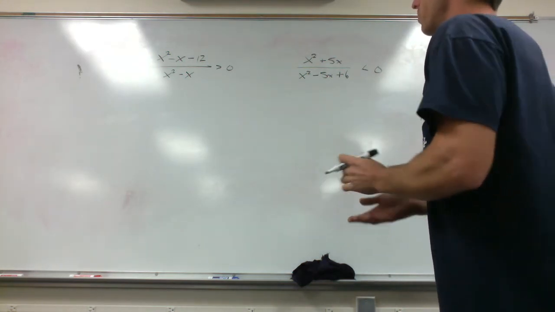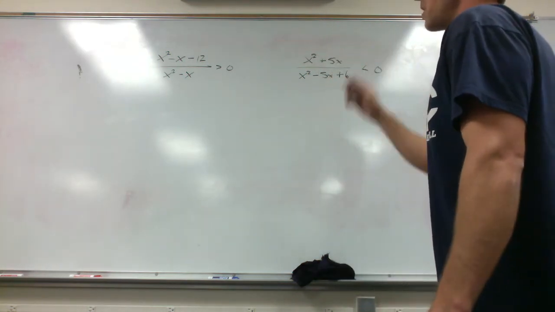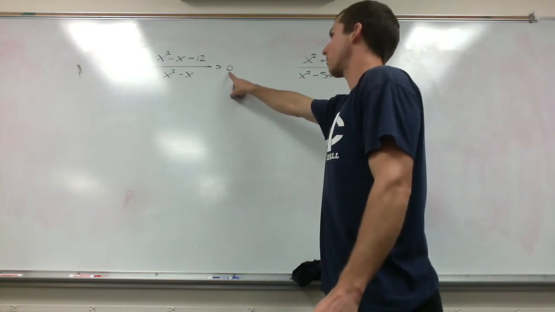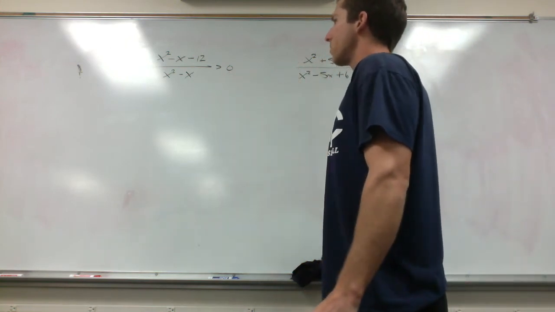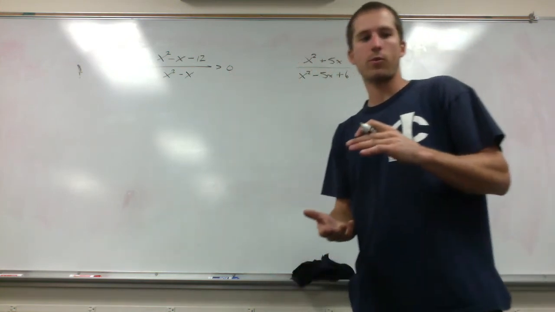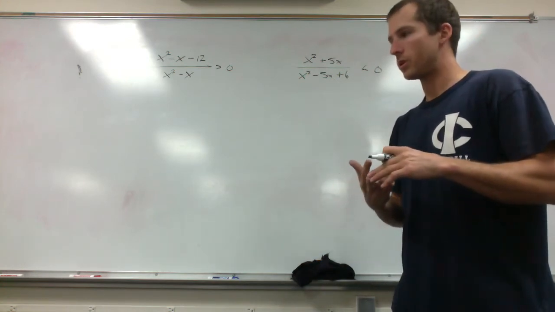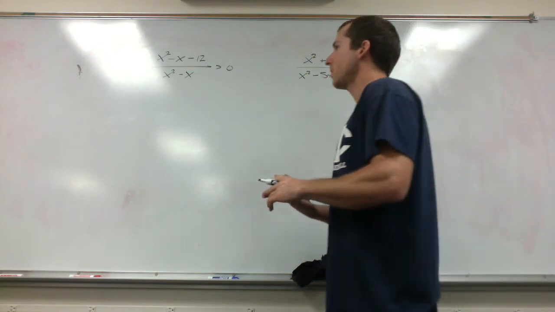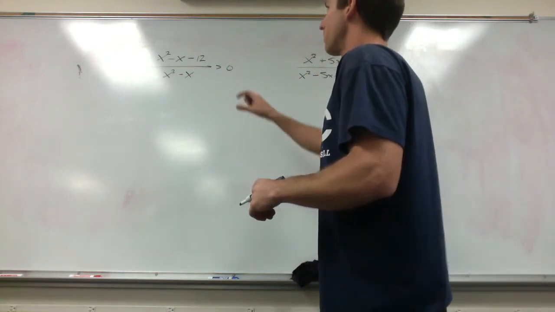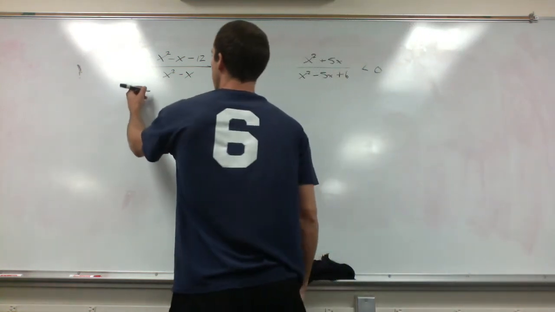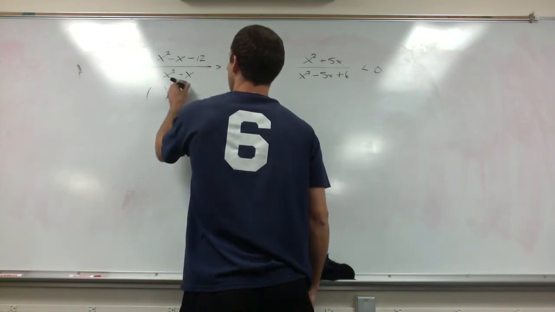Again, I'm looking for boundary points. They're already set up pretty nicely for me because they're already greater than or less than 0. So I'm looking for where this function doesn't exist and where this function would equal 0. That's going to be really easy for you to find once you factor your numerator and your denominator.